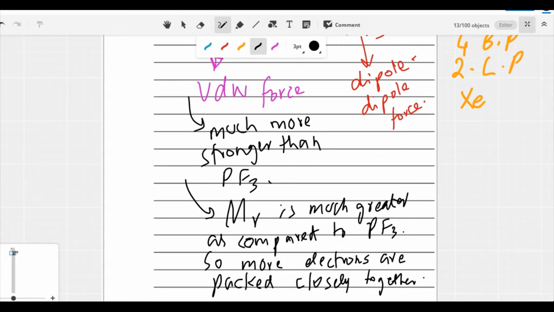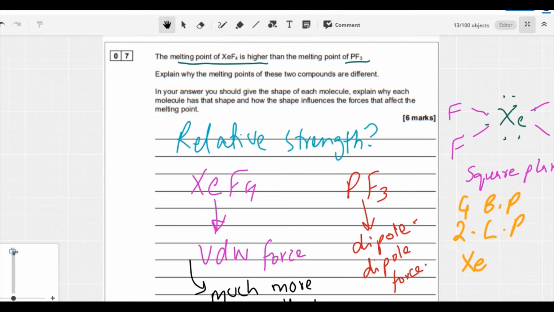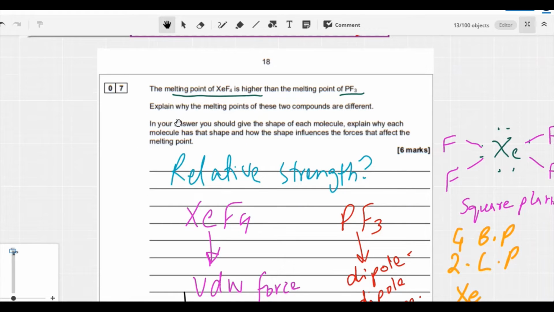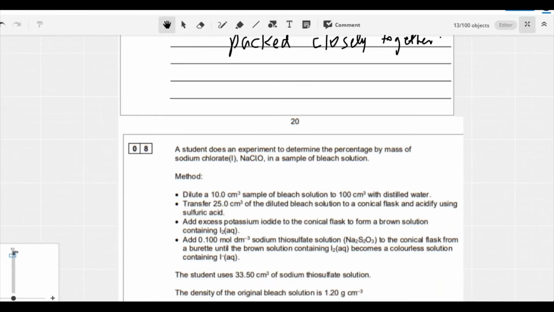Okay, so that's the reason why xenon tetrafluoride has a higher melting point as compared to the melting point of PF3. So that is your question number 7.